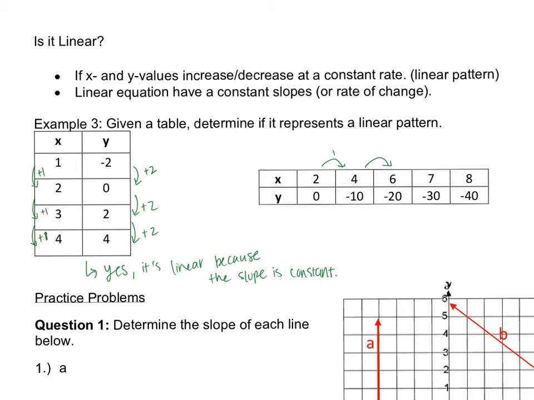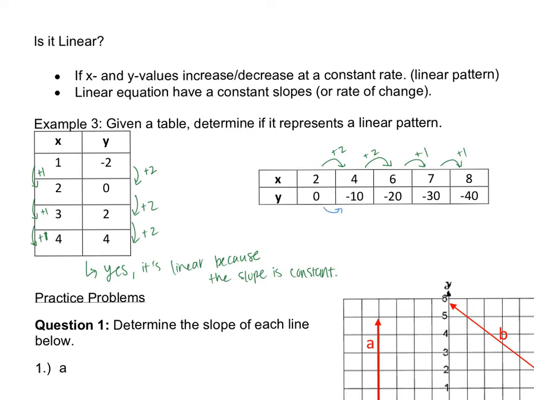So from 2 to 4, you're adding by 2. From 4 to 6, you're adding by 2. From 6 to 7, hang on, that's adding by 1, and so is 7 to 8. So we know that because x already failed, this can't be linear. But let's just go ahead and check for y, just so that we get the extra practice.